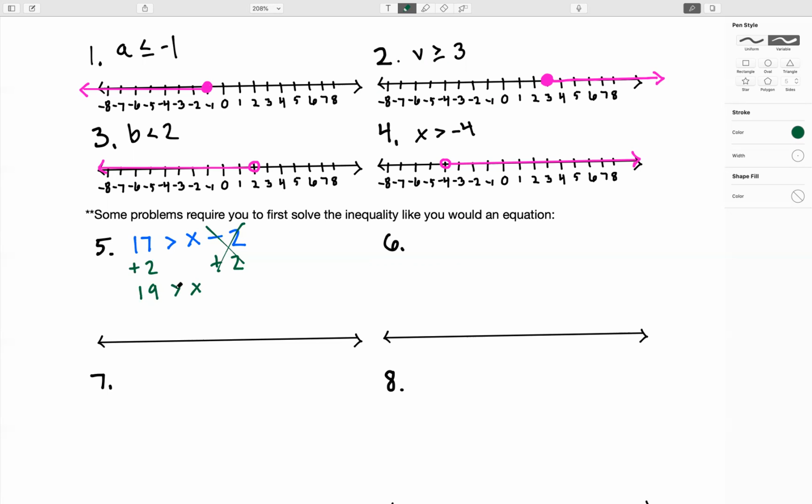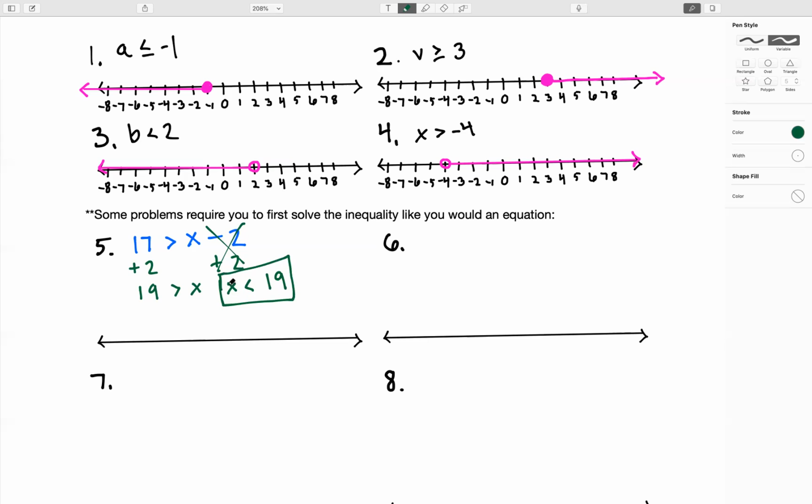Pay attention, though, right here. What is the little pointy part towards? Is it towards the number or is it towards the x? Well, you have to pay attention, okay? If the pointy part is toward the x here, then it's going to have to be toward the x if you wrote the x on the left side too. So you have to flip the sign, right? Because x is less than 19. X is less than 19, or 19 is greater than x. It's the same thing. So I'm going to box that up.